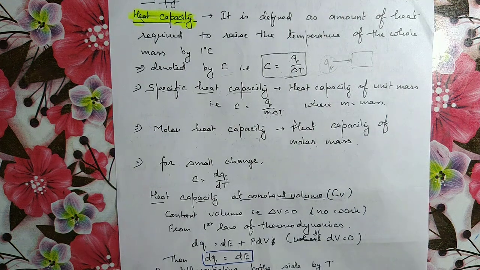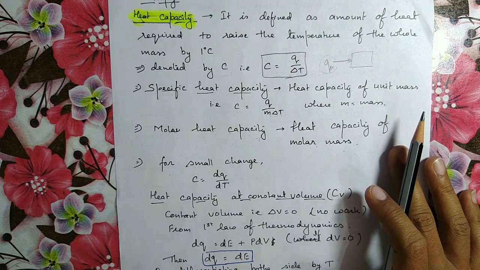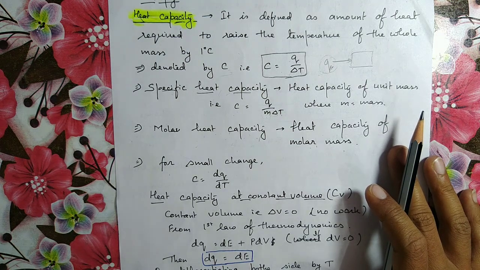Okay. In the next lecture we'll start with heat capacity at constant volume, that is Cv, and heat capacity at constant pressure, that is Cp, the relation between Cp and Cv and all that.